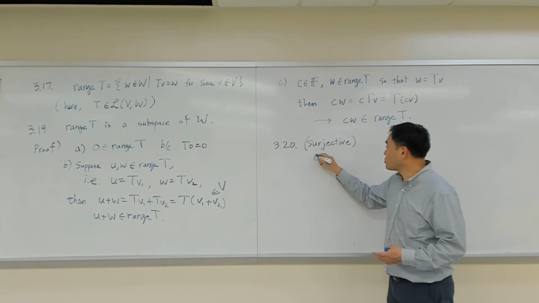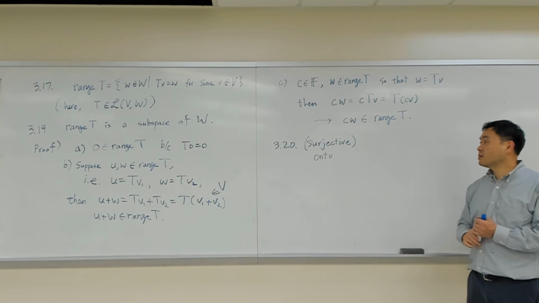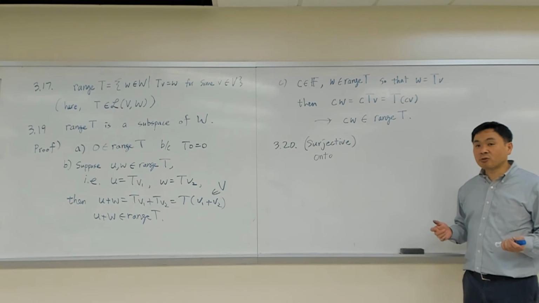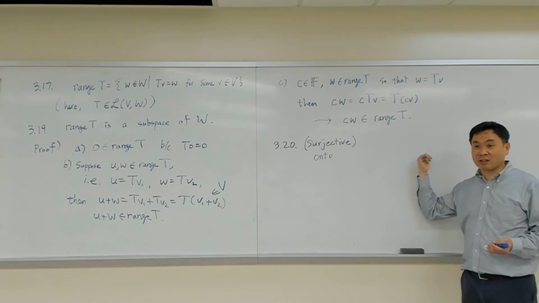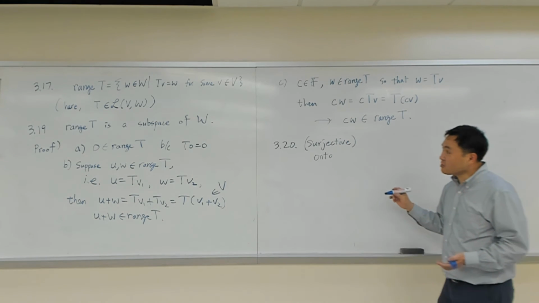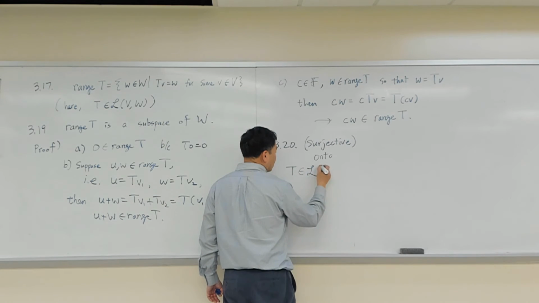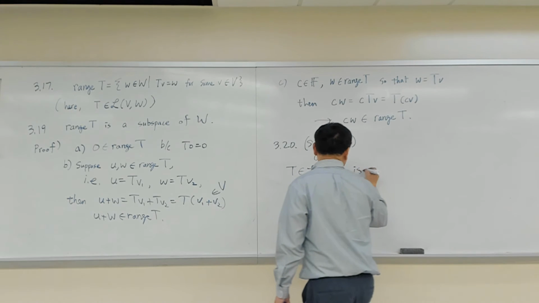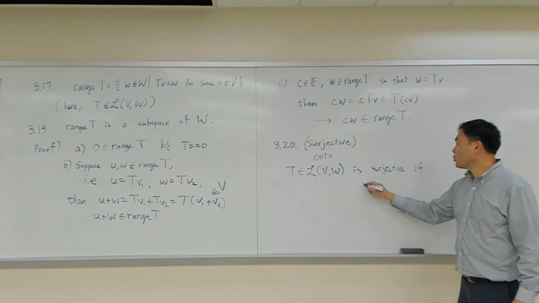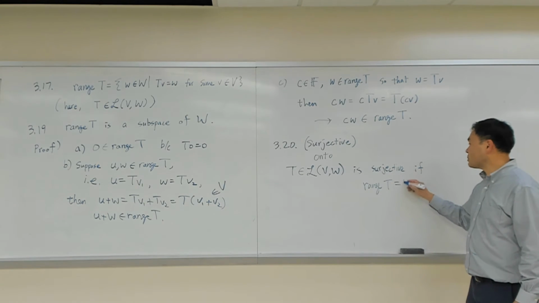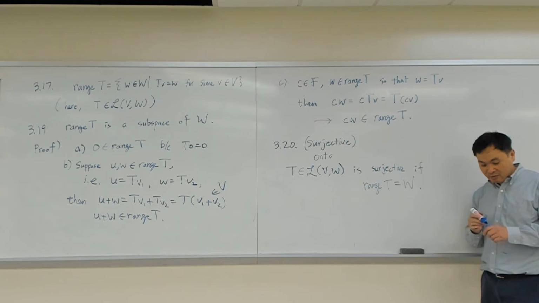Nowadays a lot of people use the word onto. So if you say a function is onto, that means the range is exactly all of the target set. Okay? In our context, what it means is that T in L(V, W) is surjective if range of T is the same as the entire W. Okay? That's a way to say everything in W is targeted.